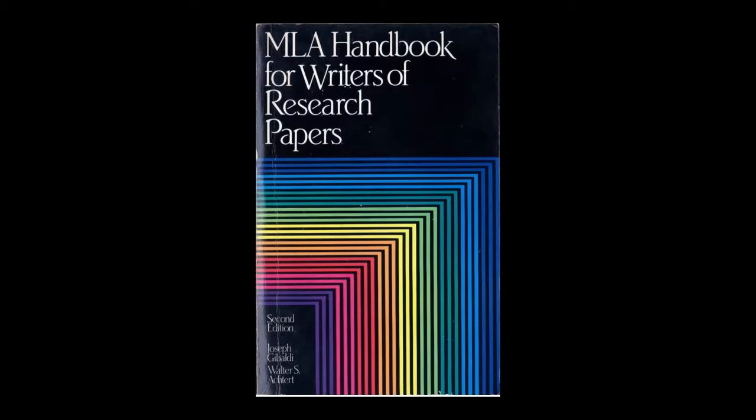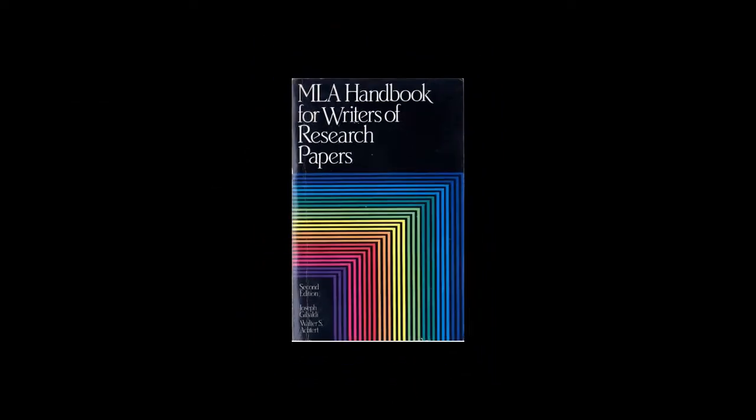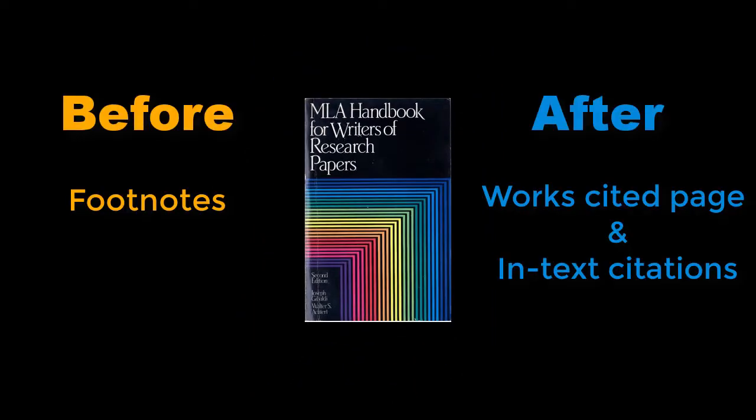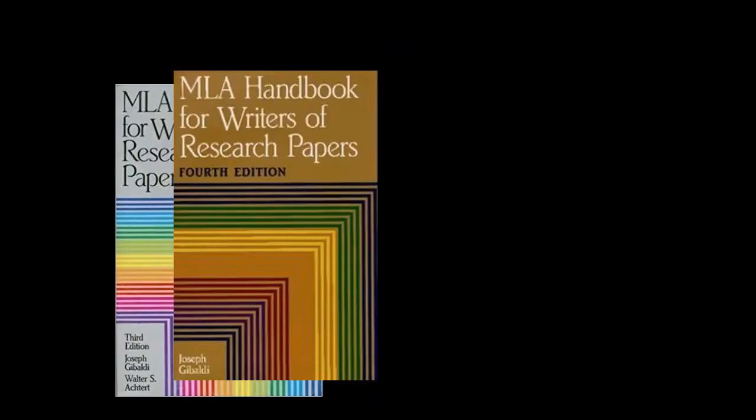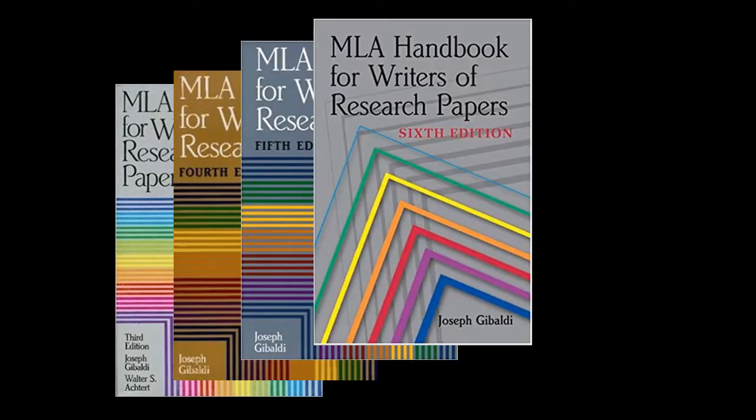In 1984, the second edition was published, now 221 pages long, with an additional MLA style manual. This edition marked a big change for MLA style citation because it replaced footnotes with a works cited page and in-text citations. Editions continued to be published, and with each new edition, the page count grew to hold the growing complexity that was being built into MLA formatting.